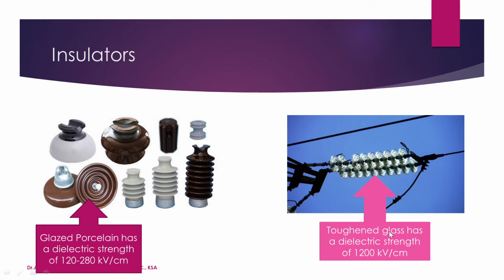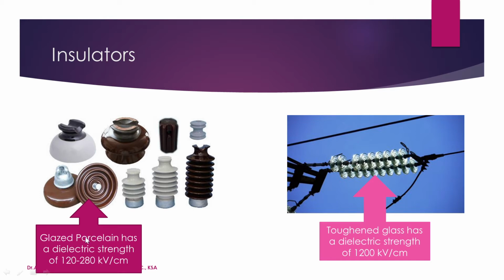As you know, glass is very fragile, so normal glass cannot be used. We have to use toughened glass. Toughened glass will not break. Now these insulators are of different types. This insulator is made of porcelain.